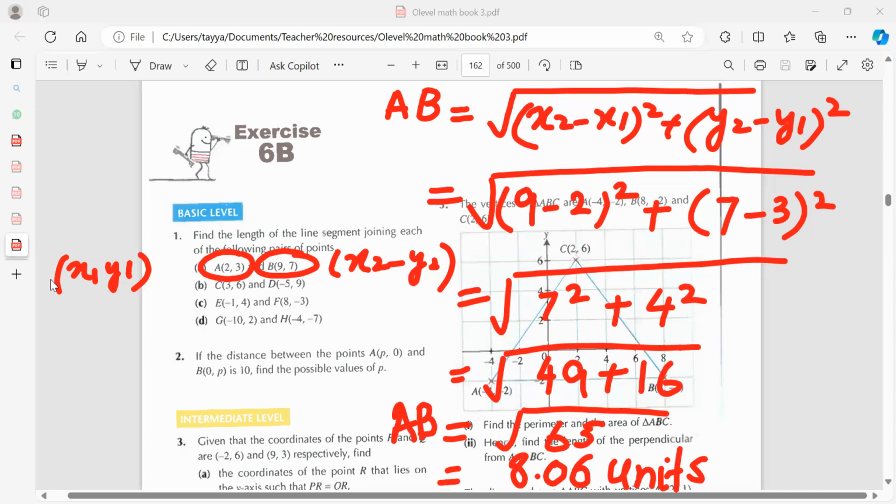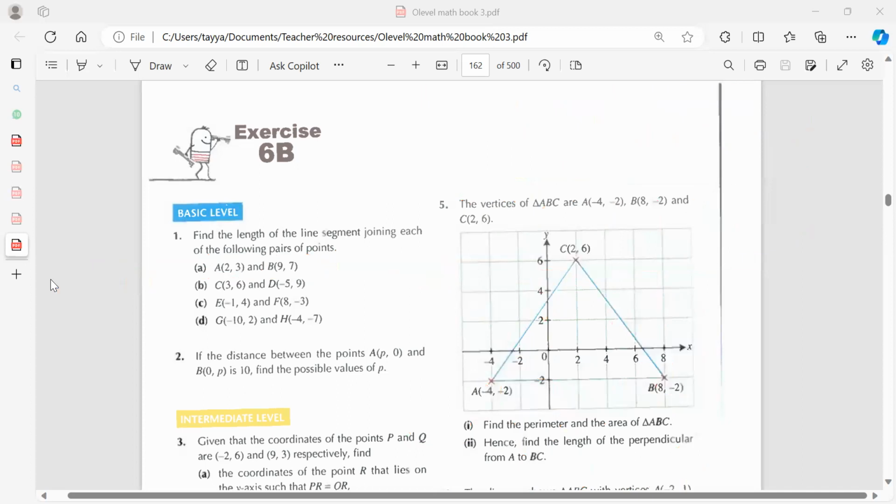Yes, any confusion? No, miss. Have you done this? Yes. Okay, so we will clear this. Okay.